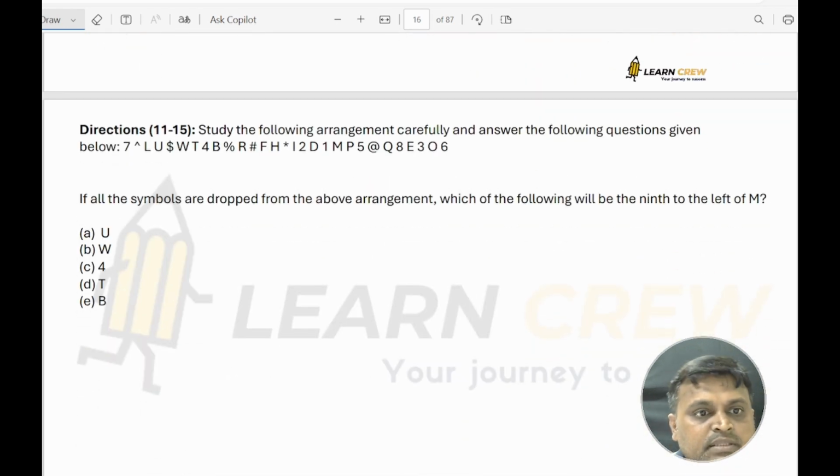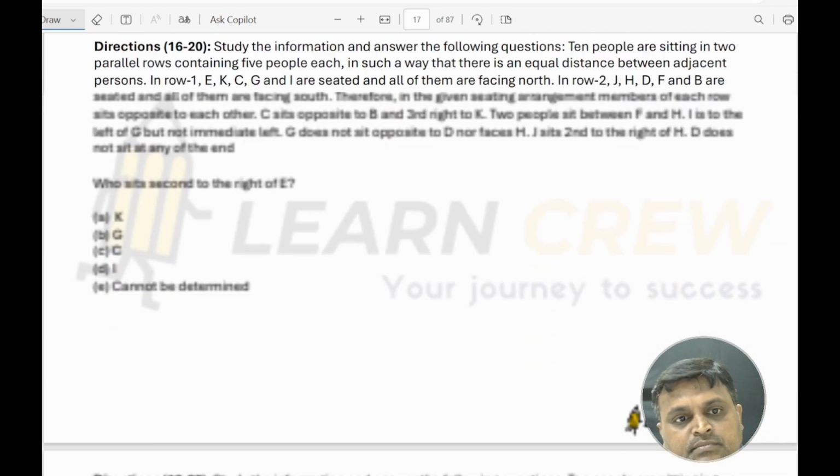Next. Now, if all the symbols are dropped from the above arrangement, then which of the following will be ninth to the left of M? If all symbols are dropped, this is dropped, this is dropped, and so on. Ninth to the left of M means 1, 2, 3, 4, 5, 6, 7, 8, 9. So the answer is 4. Now next.